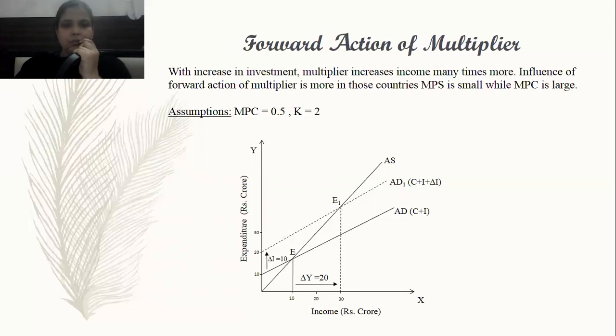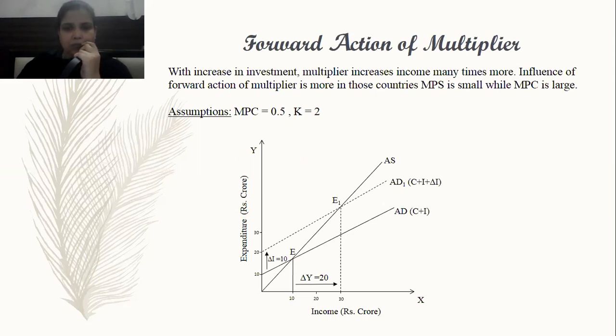We need to show that with increase in investment, the income will increase double. Here in the diagram, on x-axis, we will take income in crore rupees, and on y-axis, we will take expenditure or investment in rupees crore. First, we'll draw aggregate supply that will start from origin, 45-degree line. Then we'll draw aggregate demand AD, which is the summation of consumption and investment.